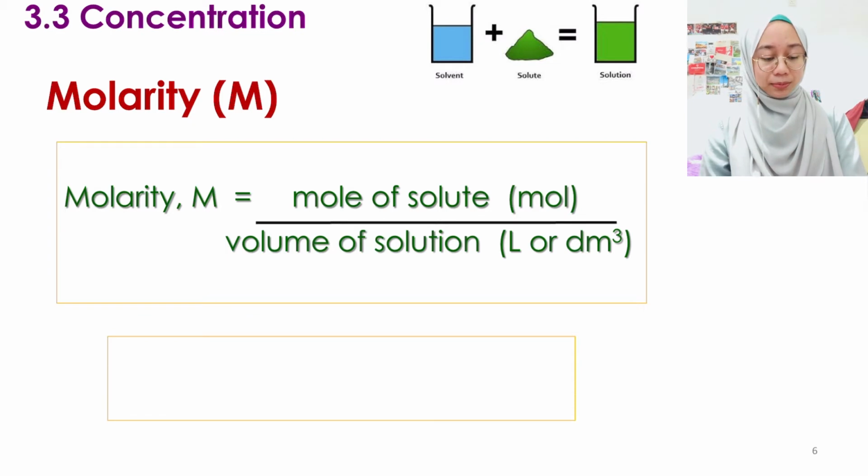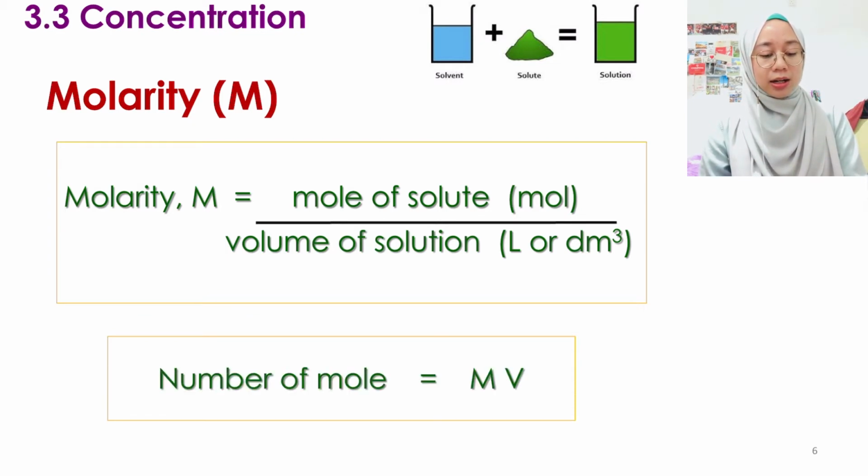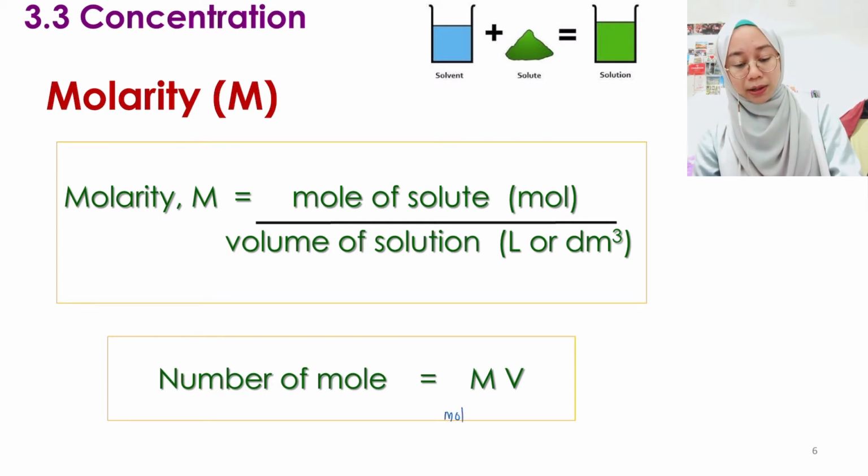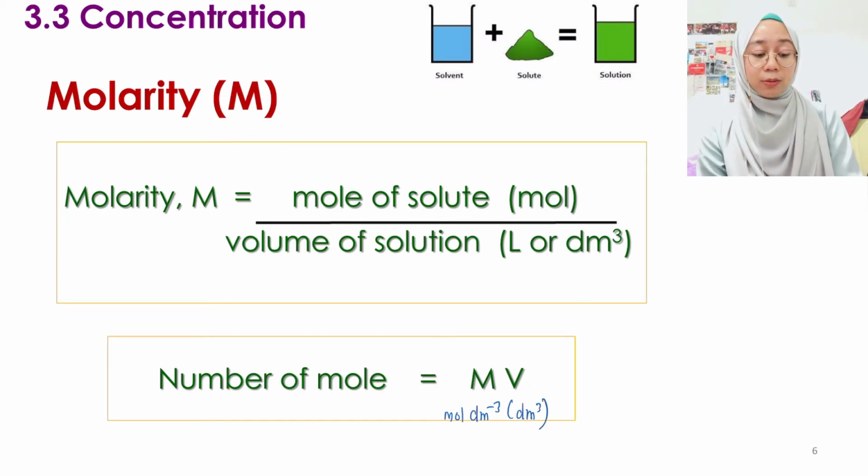Okay, and from here, if we rearrange the formula above, we know that the number of mole is equal to molarity times volume of solution. Molarity is mole per decimeter cube, and volume must be in decimeter cube. Then you get the unit for number of mole, because you can cancel out the decimeter cube, leaving only mole. It's logical.